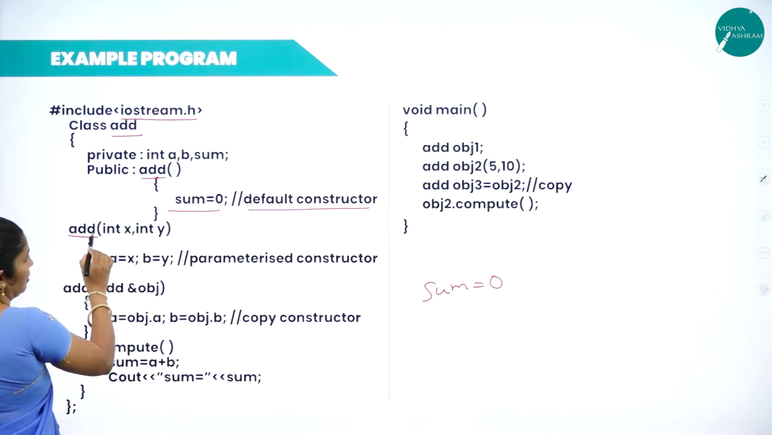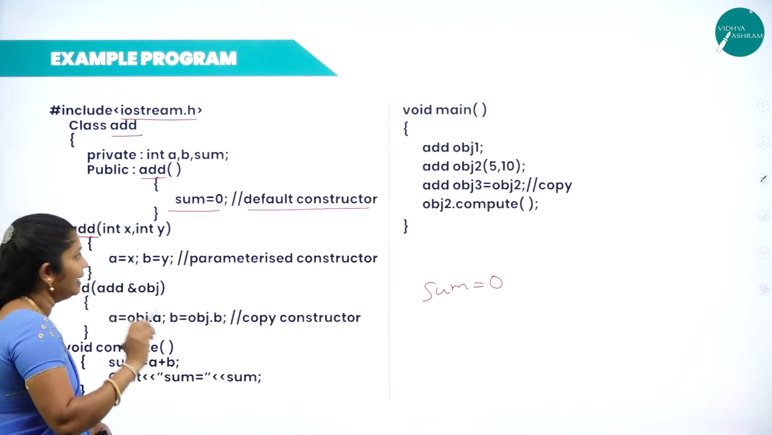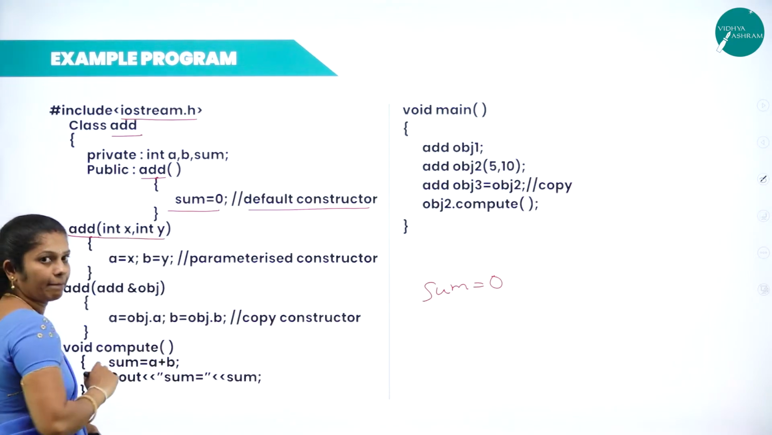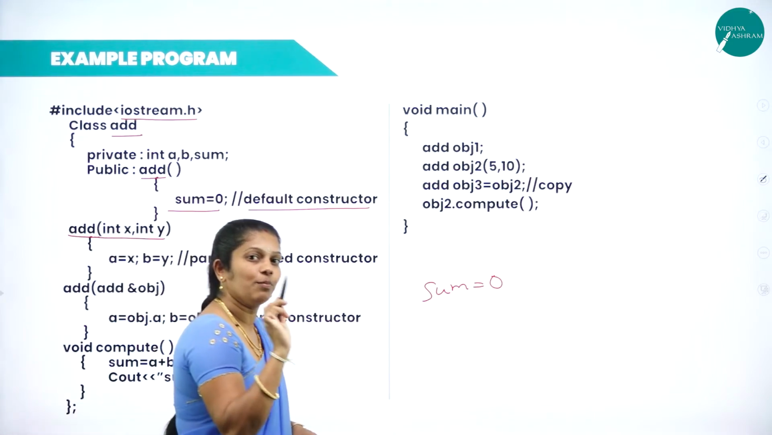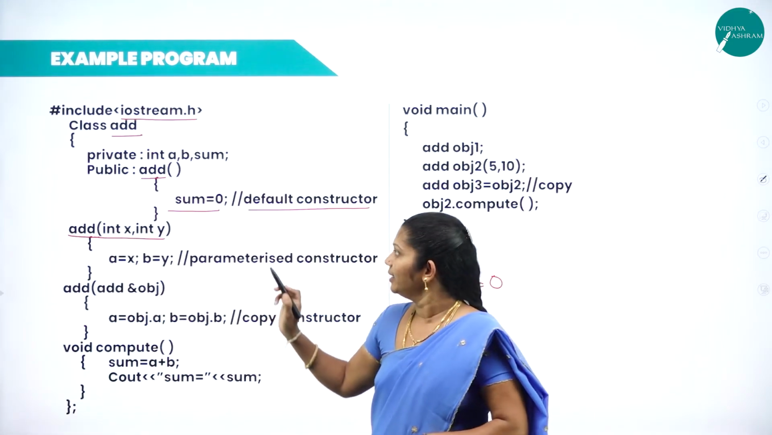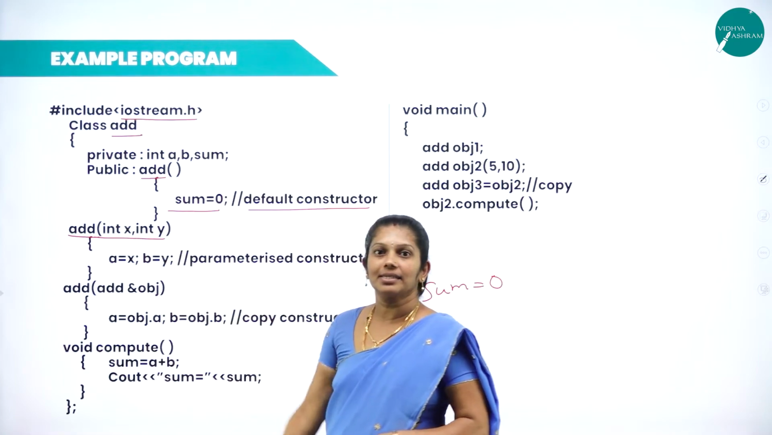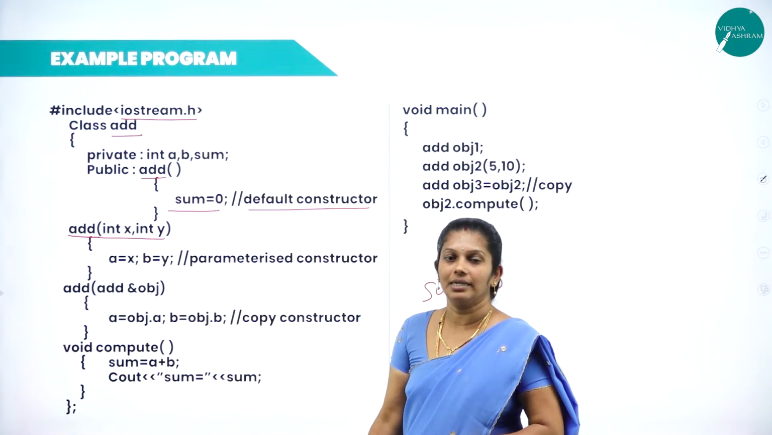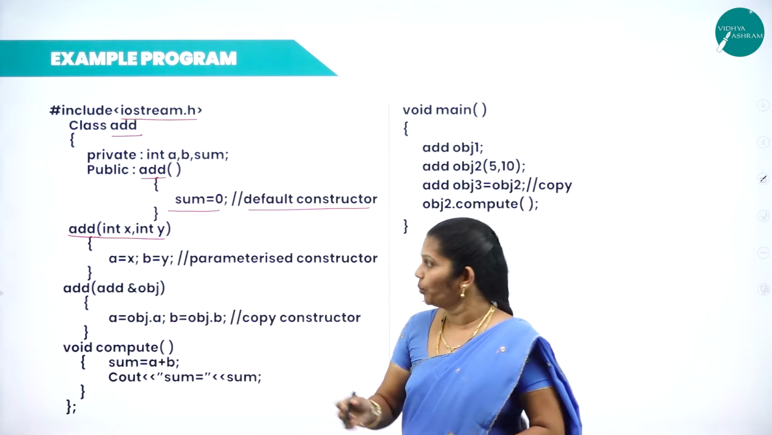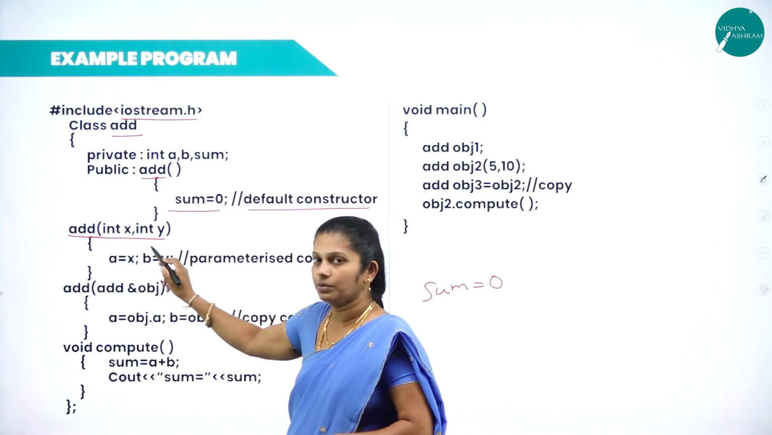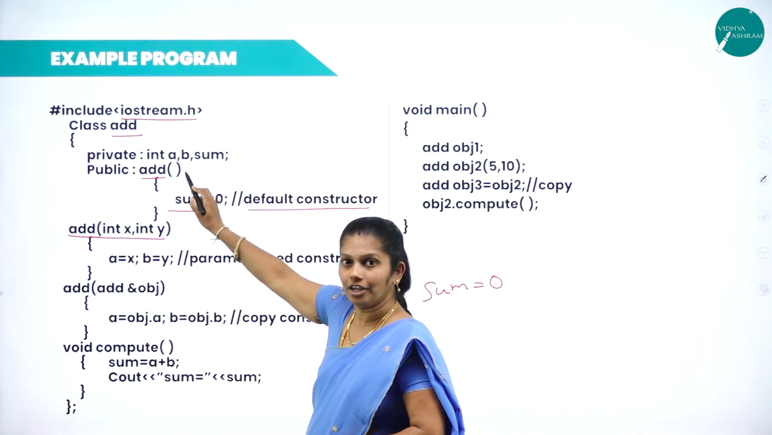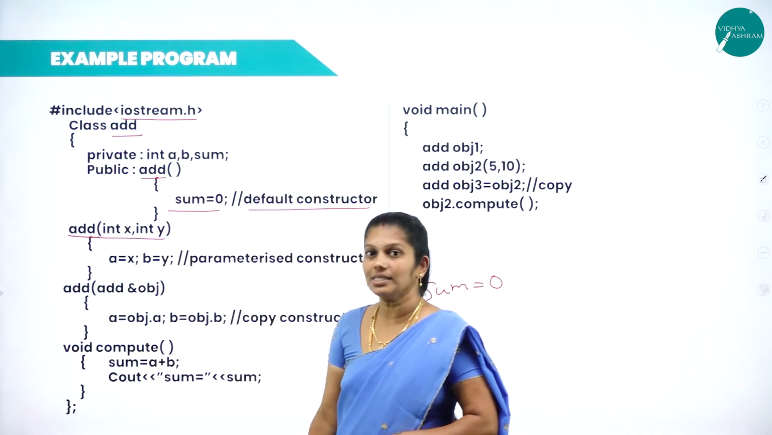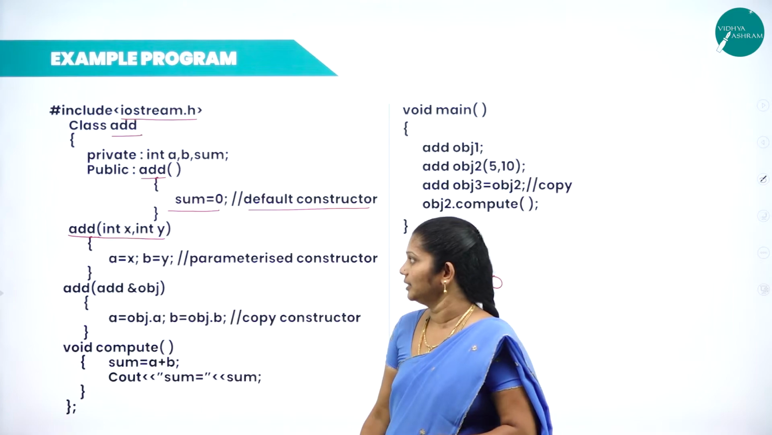Next, one more function I am taking, add with int x as well as int y. This is also one of the constructors. Which type of constructor is it here? It is a parameterized constructor because it contains one or more arguments. In this case, if you observe, it contains two arguments. Whereas this one is the default constructor, this one is the parameterized constructor.